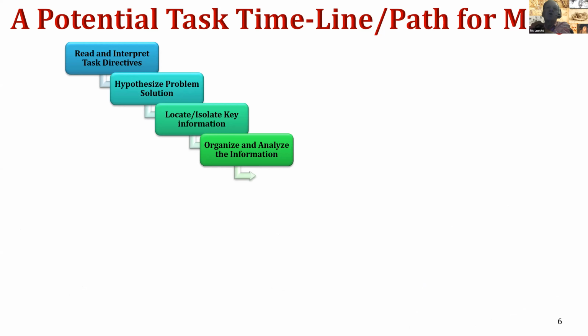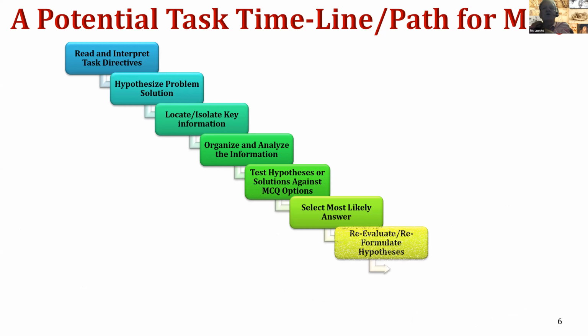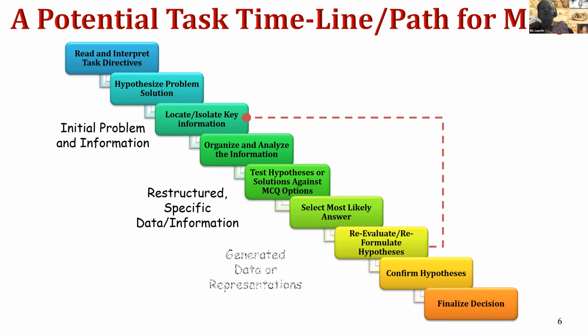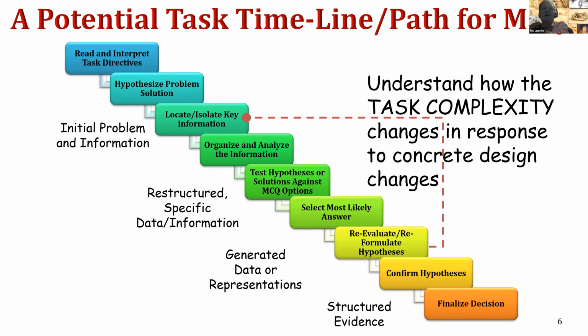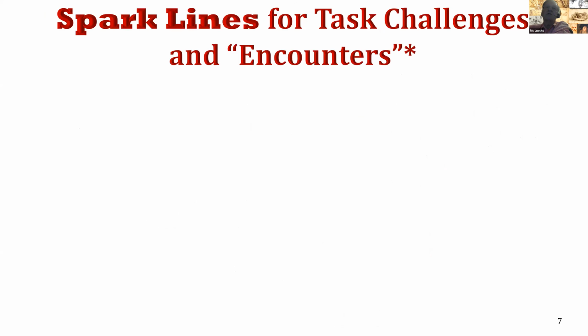We always think of multiple choice items as being a fairly simplistic thing, but you saw this in Susan's presentation, that you can actually chart it out as the initial problem considerations, and then they restructure the information or do something, generate some representation, maybe reevaluate hypotheses, and finally answer it. So there's actually a timeline, and we can control how those challenges appear along that timeline.